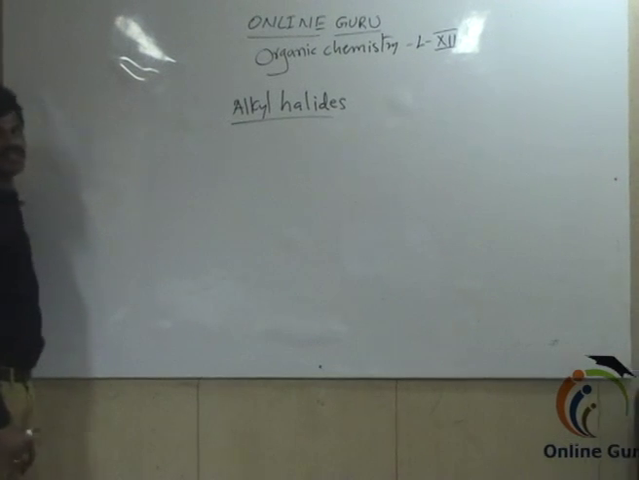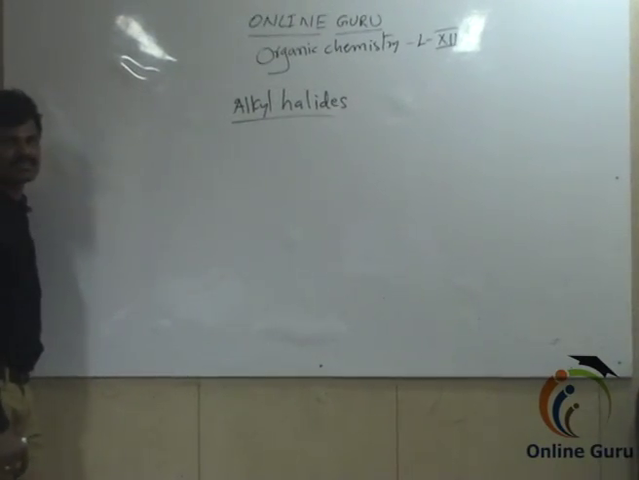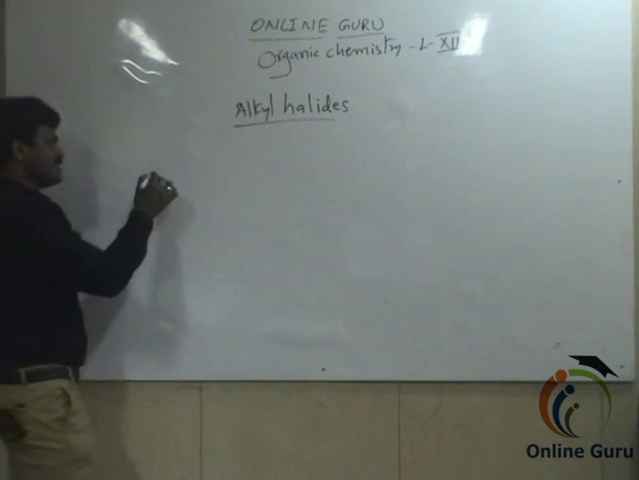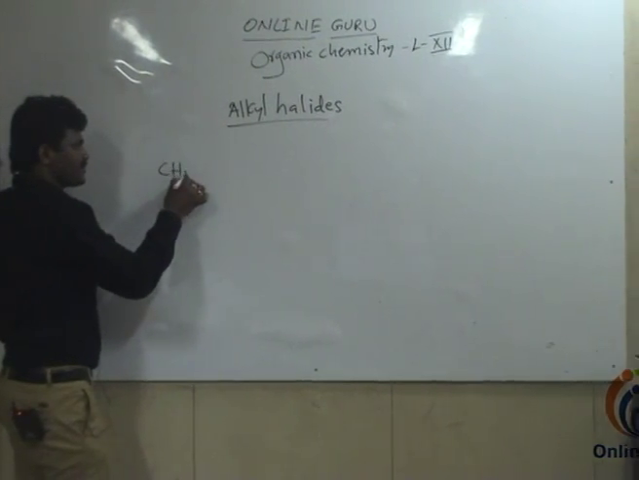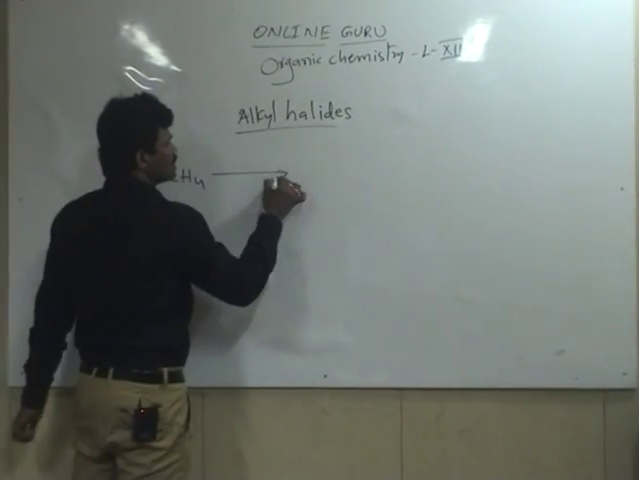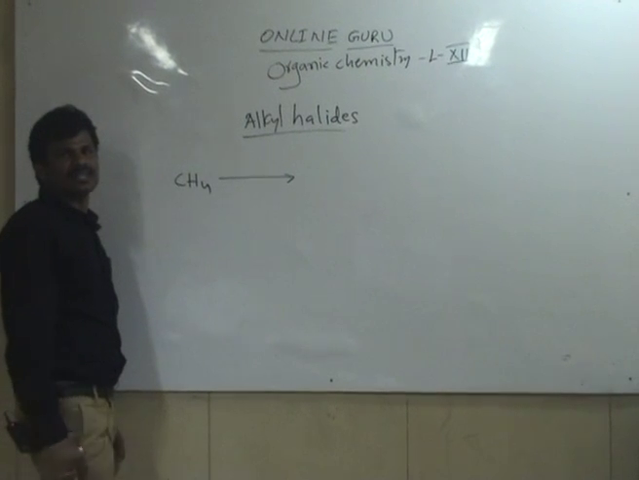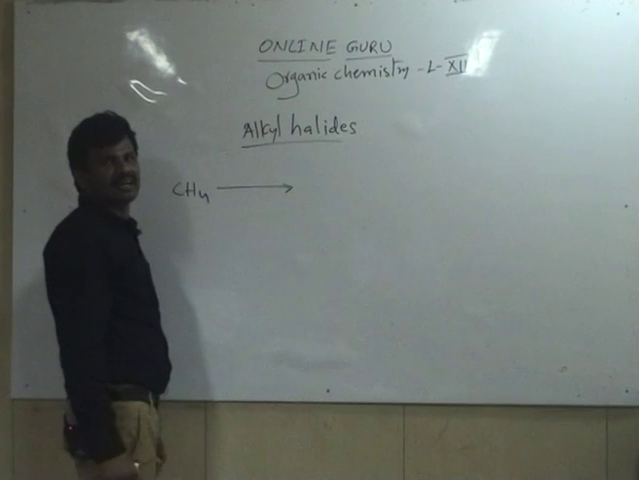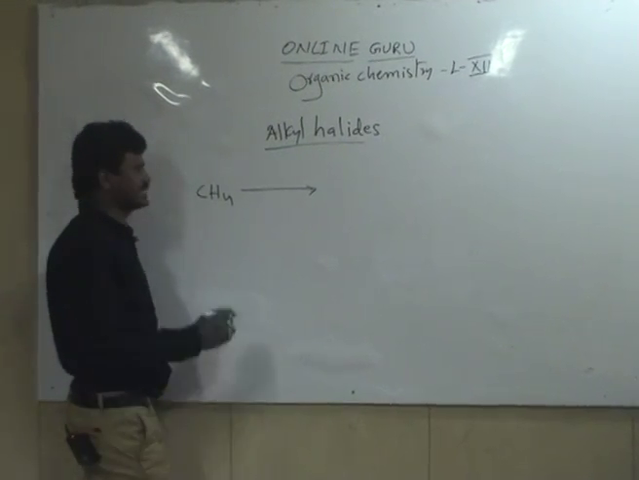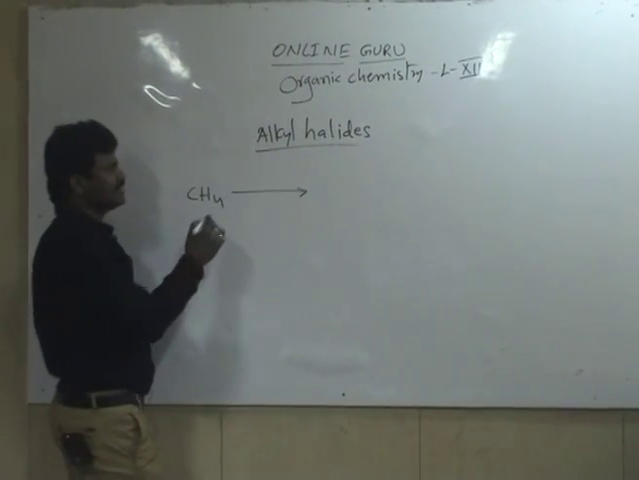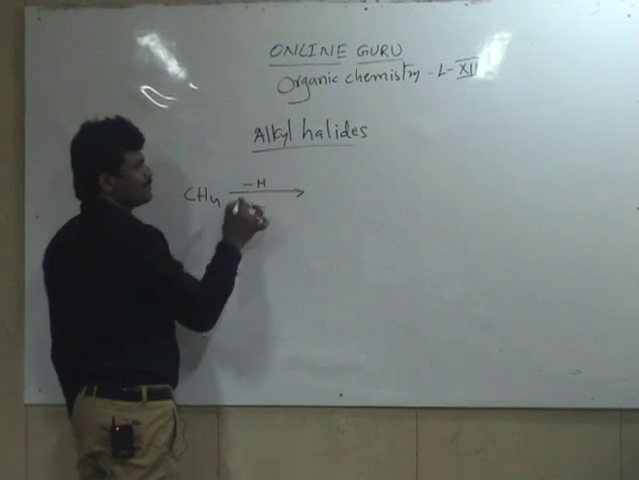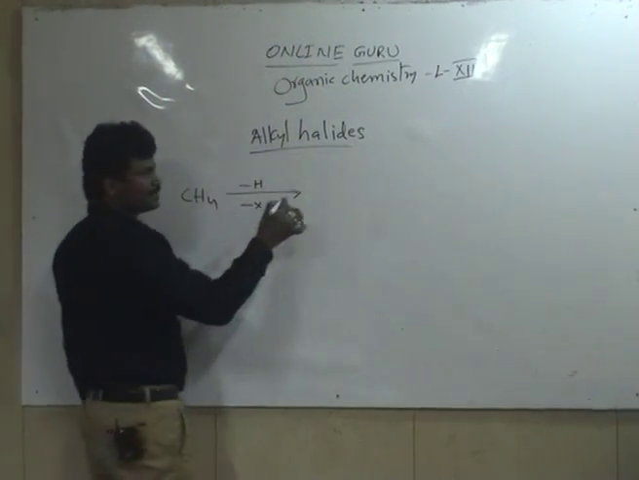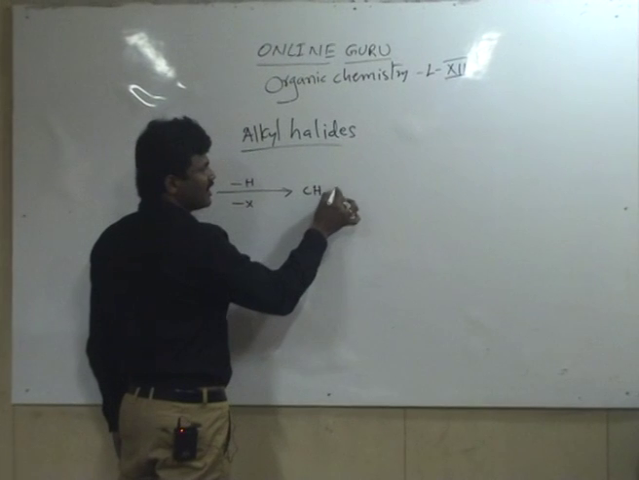Alkyl halides are derived from alkanes. In alkanes, one or two or three hydrogens are replaced by halogen atoms to form alkyl halides. Suppose we take methane. In methane, one hydrogen replaced by one halogen produces methyl halide.